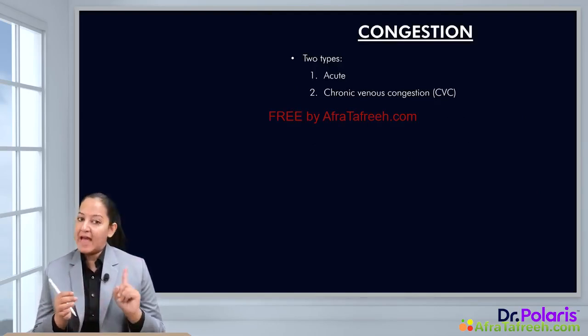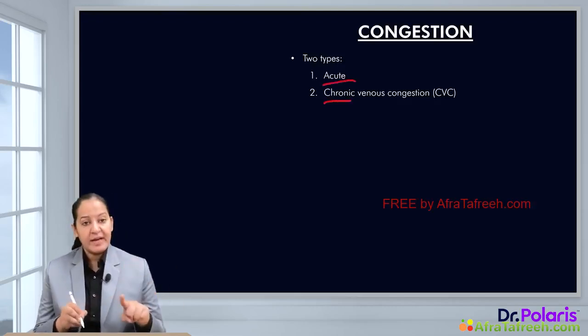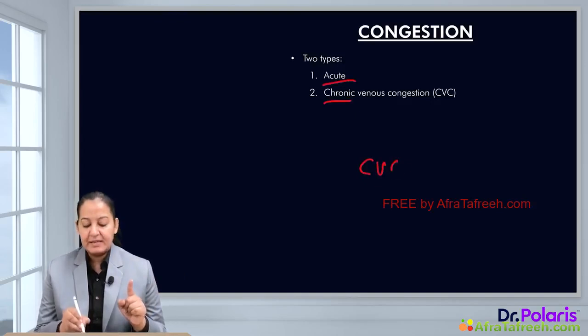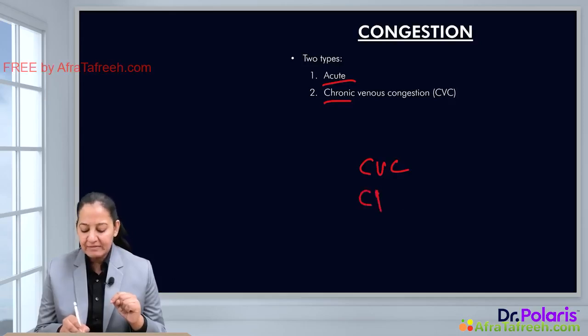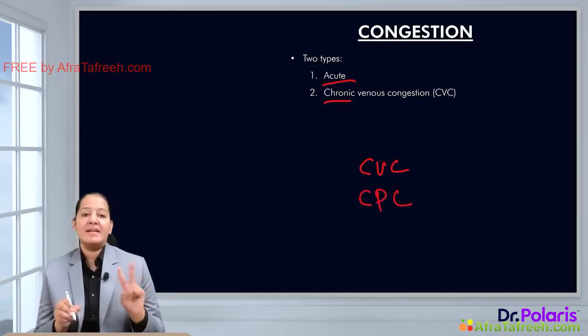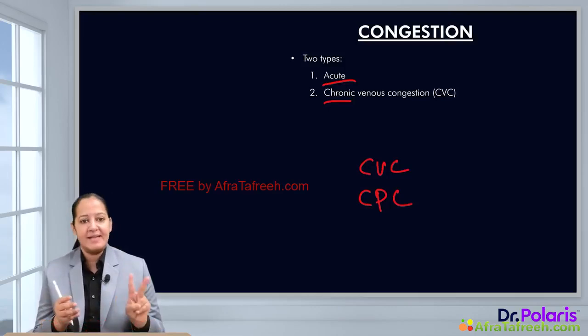Congestion is of two types, acute and chronic. We have to study chronic congestion. Chronic congestion is known as CVC, that is chronic venous congestion, or it is also known as chronic passive congestion, CPC. CVC and CPC are synonyms. Since we know venous congestion is passive in nature, it is not active, that's why it is also known as chronic passive congestion.